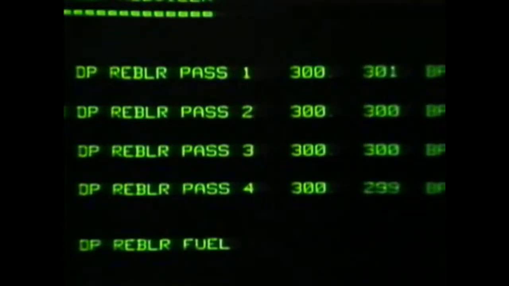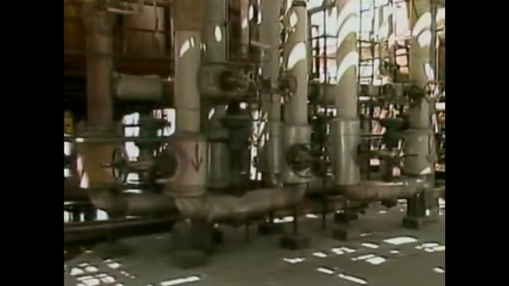If the flow rate deviates from set point in any pass, the control valve for that pass is repositioned automatically to increase or decrease flow and return the flow rate to set point. In this topic, we looked at furnace instrumentation, process variables, and control systems.